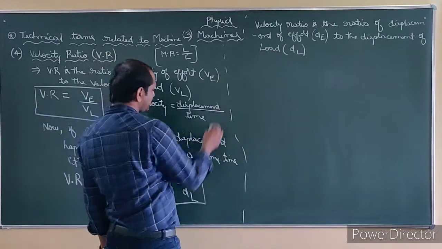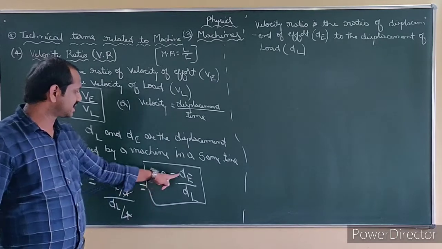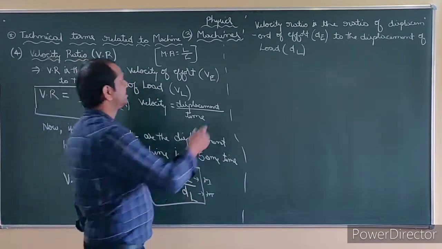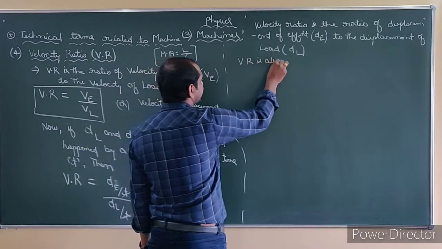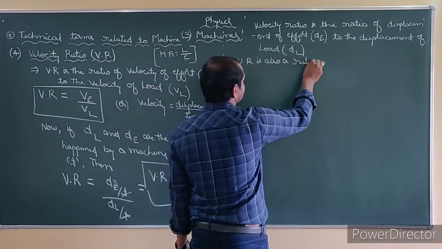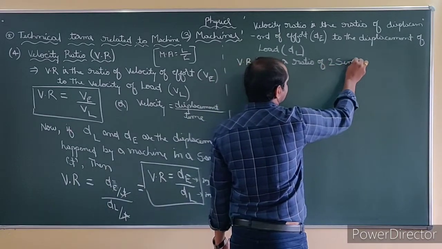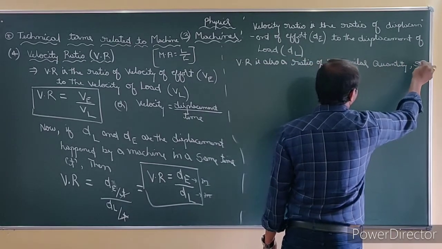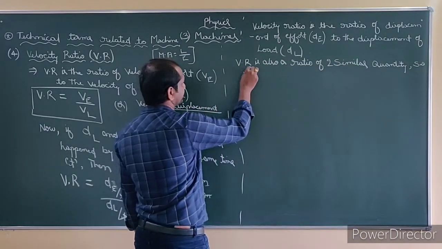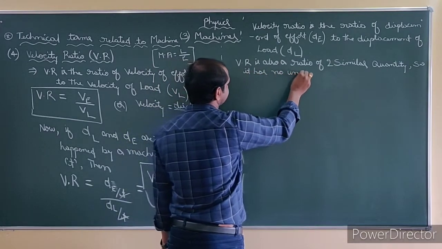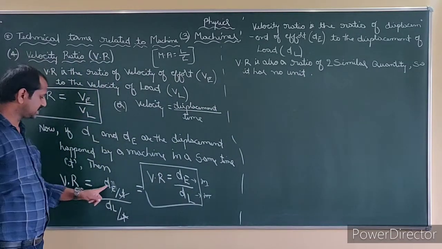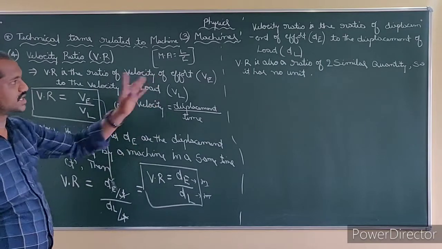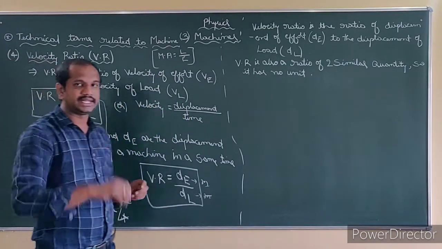Now, what is the unit of velocity ratio? It is like mechanical advantage. Both displacements are in meters, right? So velocity ratio is also a ratio of two similar quantities, so it has no unit. Understand? Here, I have written velocity ratio from this, or you can take the first step as this, then apply it and get that, because it is the same. So velocity ratio is a ratio of similar quantities and it has no unit. I am telling you very clearly about velocity ratio.